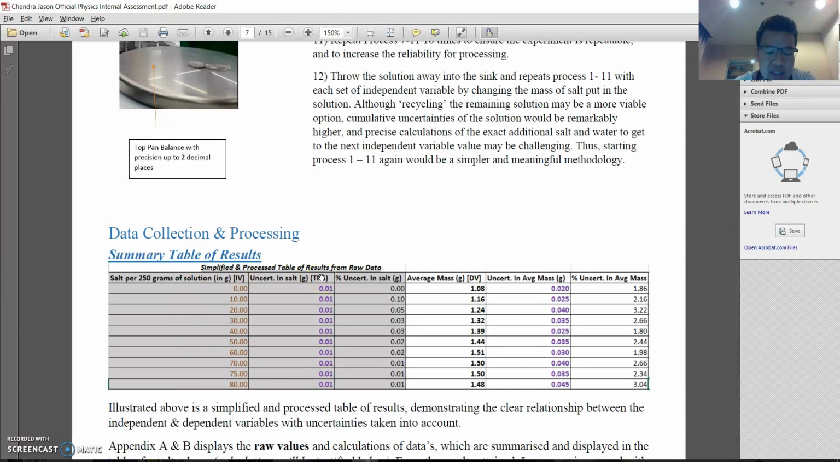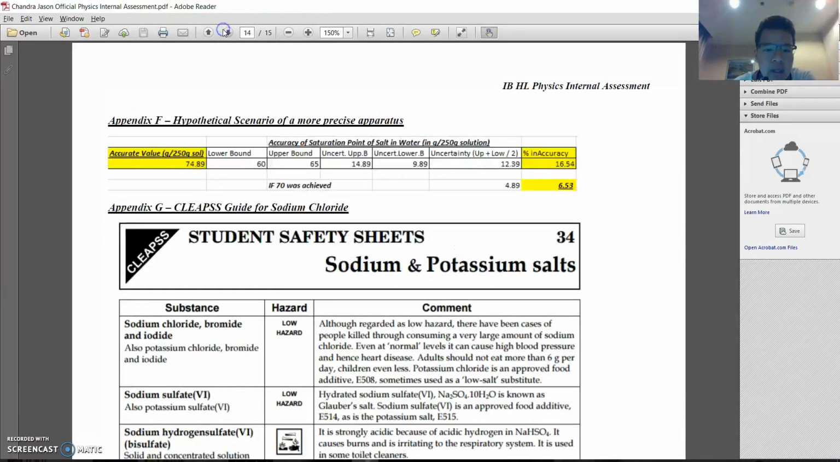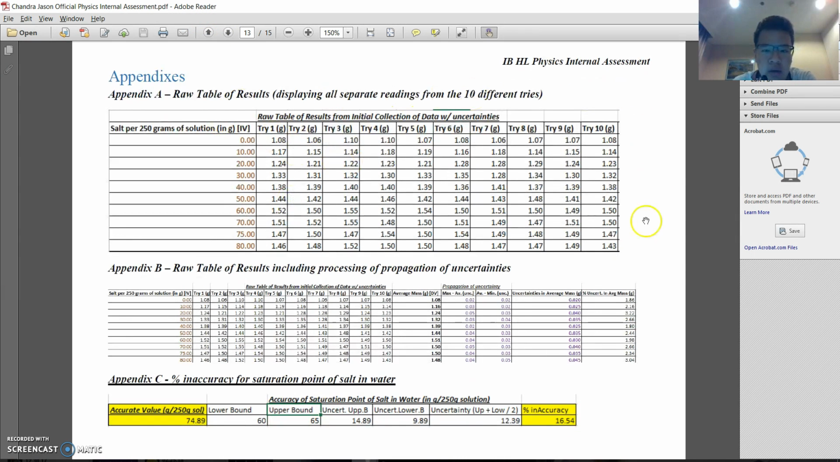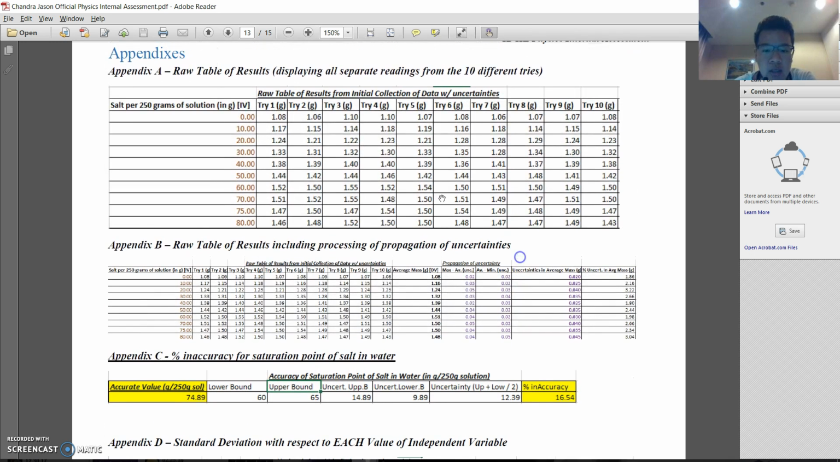This is the summary table of results. You're gonna have raw data. So raw data goes in the appendix right here. What you're gonna do with the raw data is find the average, and then do a propagation of uncertainty. This is very easy, and let me show you how it's done.